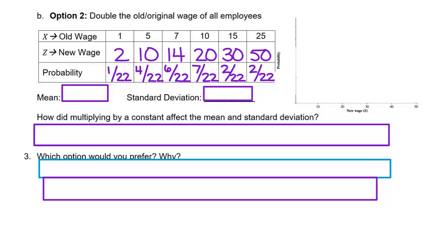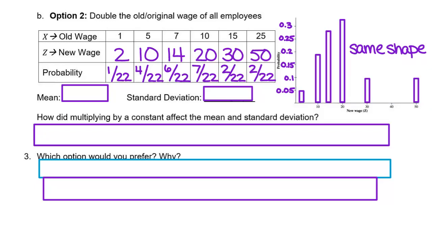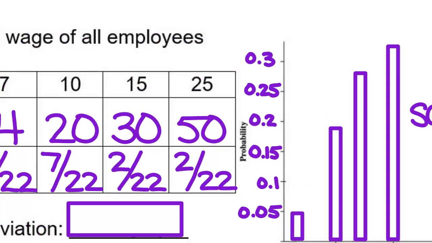Since my probabilities stay the same, I'm going to leave my y-axis the same. What would the histogram look like? It's going to look the same. If my probabilities aren't changing, my histogram is going to look the same. What did change about that histogram, though? My x-axis. The original one went from 0 to 25, and now we're going from 0 to 50. So we've got a stretch here.